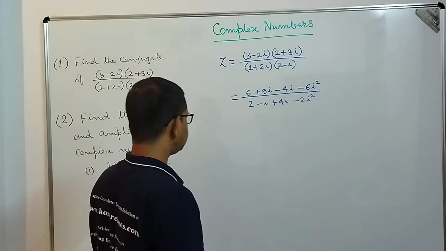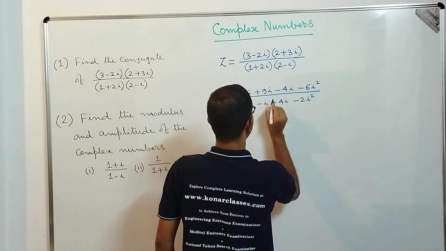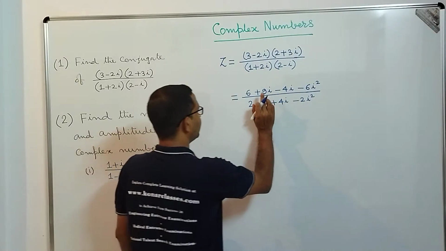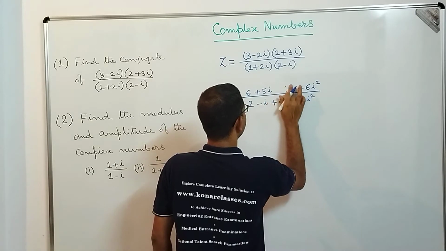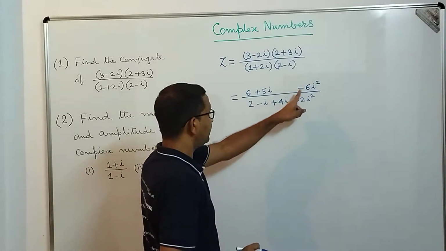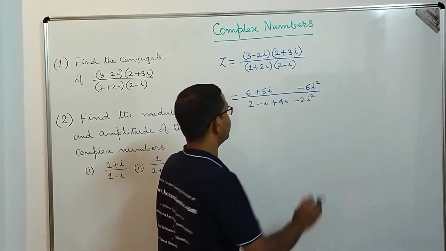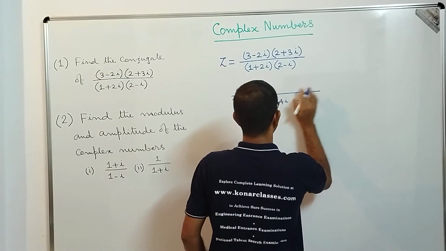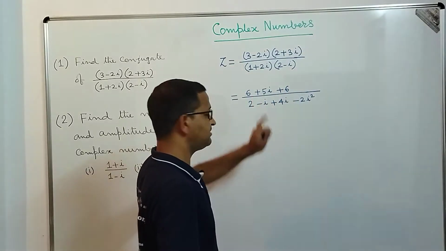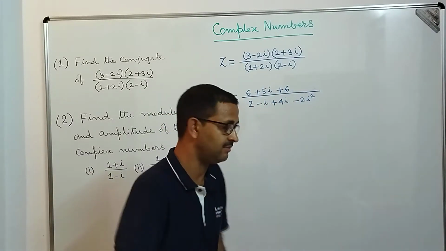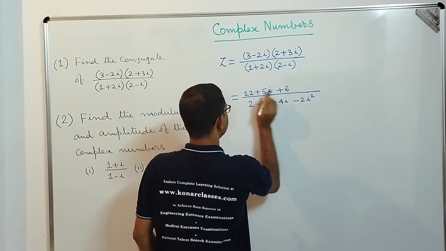Okay, so now let's simplify. 9i minus 4i, that becomes plus 5i, so you can write 5i. Then minus 6i square, i square is minus 1, so minus 6 into minus 1, that becomes plus 6, correct? So this plus 6 and this 6 becomes 6 plus 6 is 12. So what we get here, dear students, is 12 plus 5i.